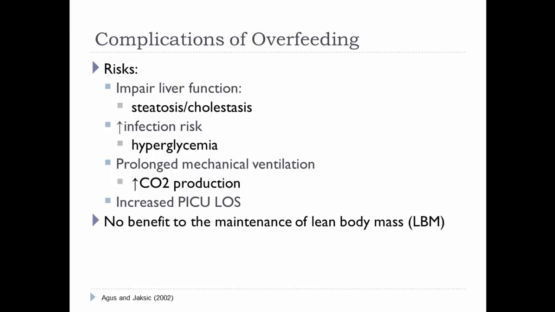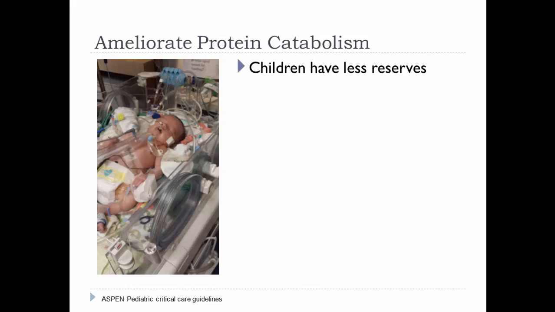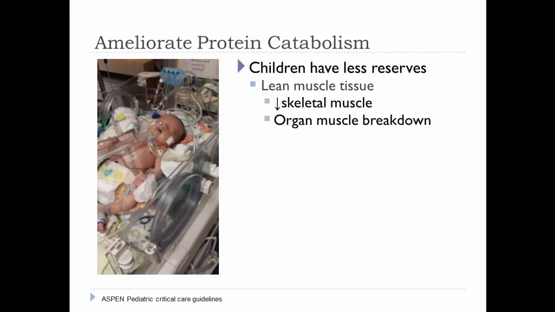Furthermore, research has not shown an added benefit to the maintenance of lean body mass when calories are increased. So for this reason, it's really important that we ameliorate protein catabolism during the ICU. Children have less reserves than their adult counterparts. In my reference to reserves, I'm mainly speaking about their lean muscle tissue. They have less skeletal muscle, so when the body is turning to protein stores to break down during inflammation, the pediatric patient experiences a higher breakdown of organ muscle tissue. This inadequate protein stores has greater consequences for the pediatric patient in the inflammatory state.